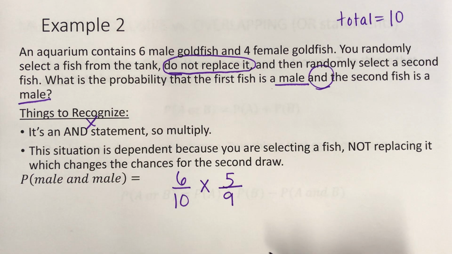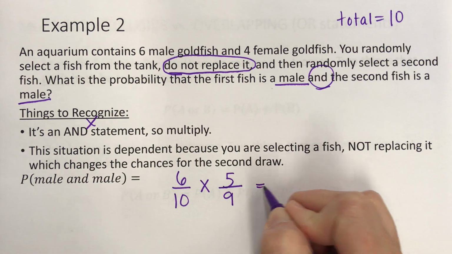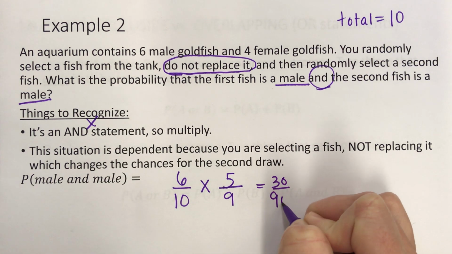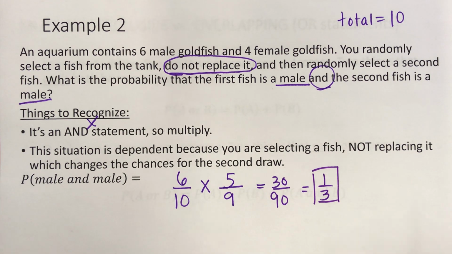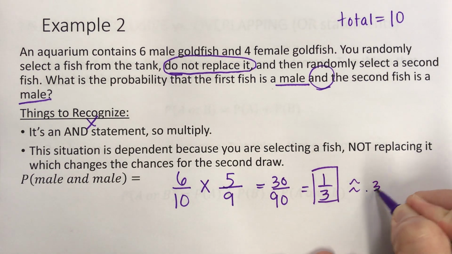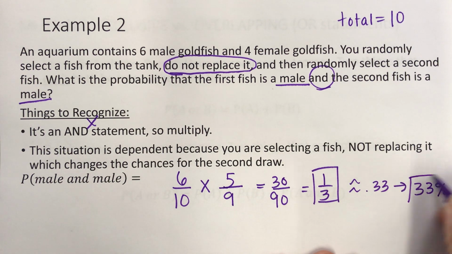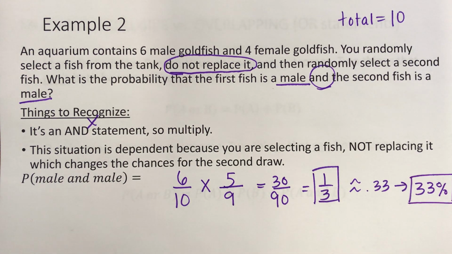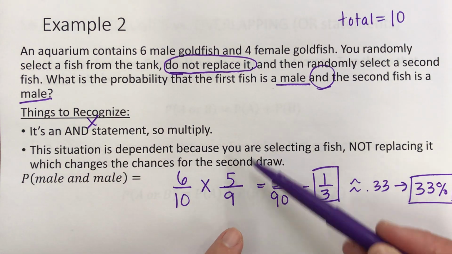Then we can multiply it straight across, which is going to give us 30 over 90, and that reduces to 1/3 as a reduced fraction. As a decimal, we get 0.33, which changes to 33%. Okay, so this is a dependent event. What happens with the first draw changes the outcome of the second draw, and that is why we went down in numbers.